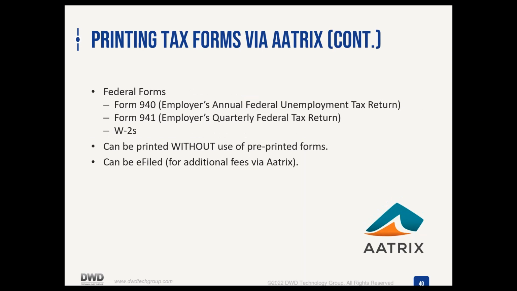What forms can we do? We can certainly do our federal forms. We can do the Form 940, which is your federal unemployment summarization. You can do your Form 941. You can do your W-2s. You can do your state forms. And we can do all of this without pre-printed forms. So even the W-2s, we can run those on plain paper now. Or if you want to pay an additional fee, you can certainly e-file those through Atrix. I do have a question, which is a really good question.